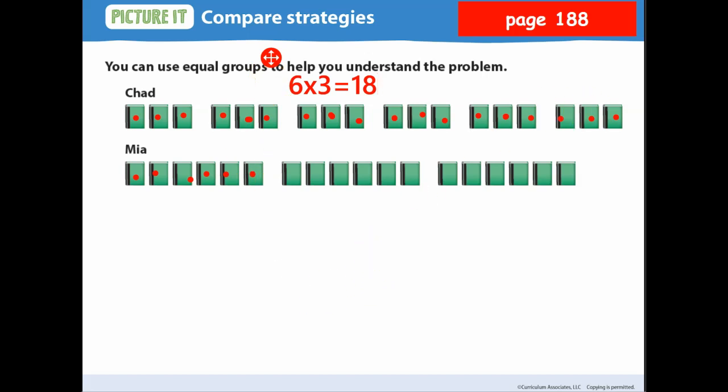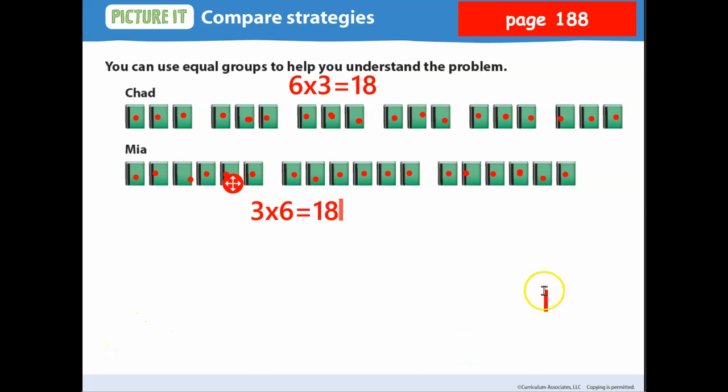But for Mia, we have 1, 2, 3, 4, 5, 6, 7, 8, 9, 10, 11, 12, 13, 14, 15, 16, 17, 18. So how many groups do I have for her? 3 groups, with how many in each group? 6, which also equals 18.